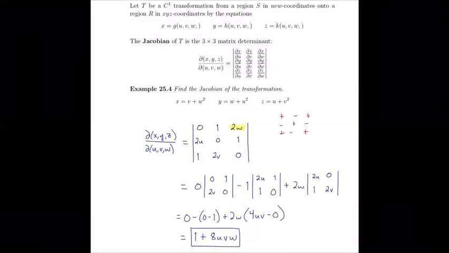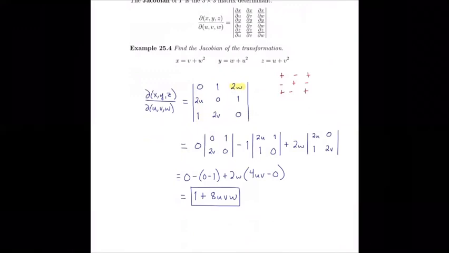But our last element here is 2w, at the position of 2w. This is our submatrix: whatever is not crossed out, times 2w. And remember, 2x2 determinants are straightforward. We've done a couple already in these notes. It's the product of this minus the product of this, and we carry that out for all three. Ultimately, we end up at 1 plus 8uvw.